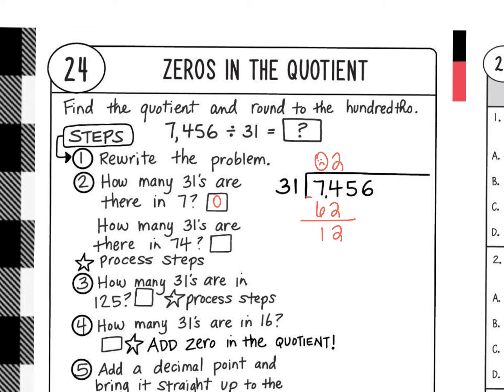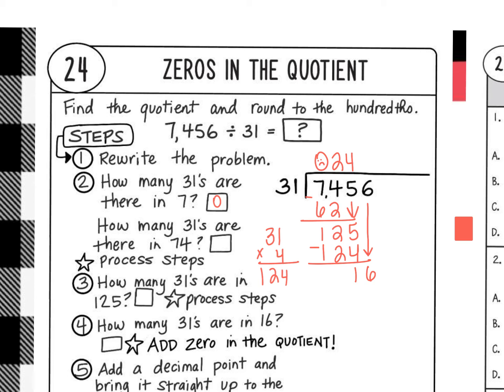So I subtract and I'm left with 12. But I still have digits in the dividend that I need to bring down. So I bring the 5 down. 12 turns to 125. How many 31s go into 125? If we're not sure, this is where that trick comes in, where you cover up part of it and you ask yourself, how many times can 3 go into 12? 4. And it is 4. So let's try 31 times 4. And I get 124. Does that work? Yes, it does.